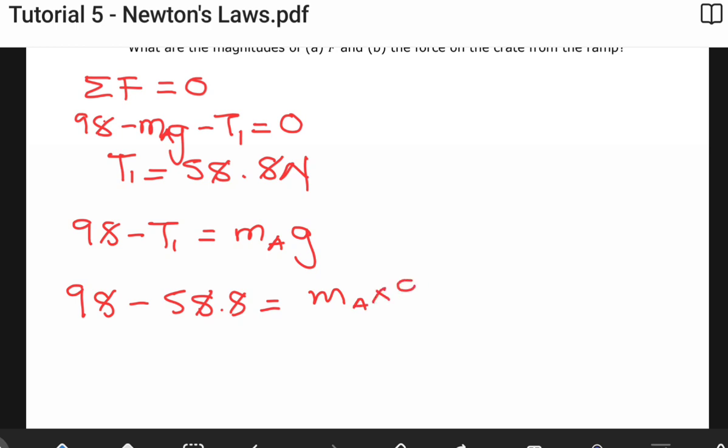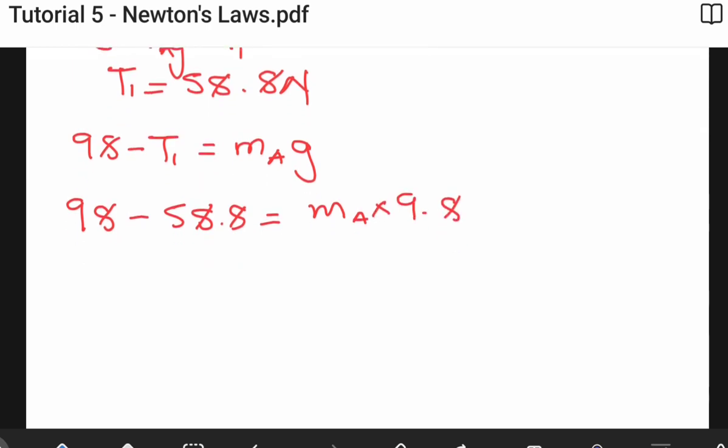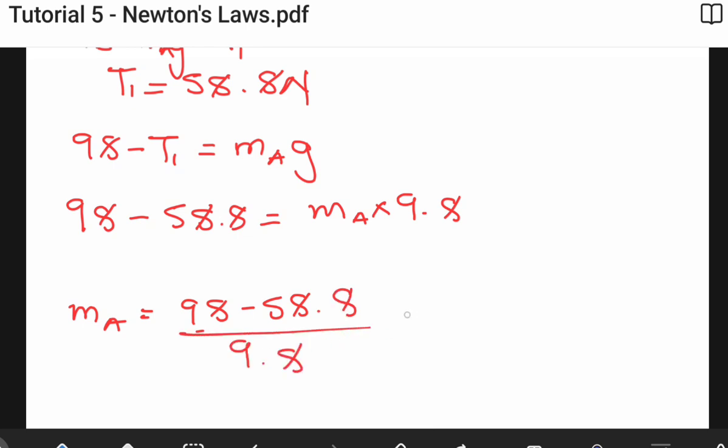We know what our g is. That's 9.8. Divide both sides by 9.8. We now have MA is equal to 98 minus 58.8, divided by 9.8. From here, of course, MA comes out as 4 kgs.